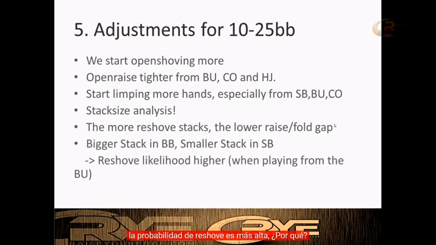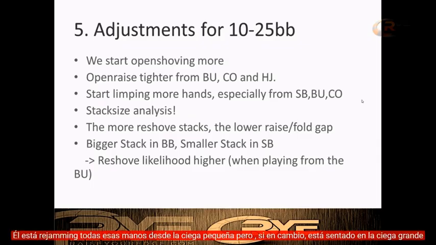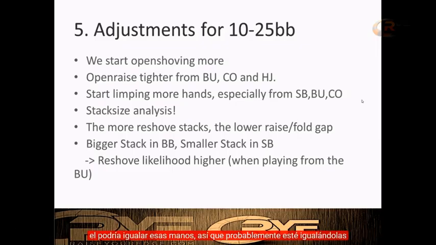Very important here, if the bigger stack is in the big blind and the small blind is a smaller stack, the reshove likelihood is higher. Why? A smaller stack on the small blind is rejamming hands like Queen Jack, Jack 10 suited, 10-8 suited, a suited ace, or something like Jack 9 suited, or King Jack, King 10, King 9 suited. Those hands with 15, 20 big blinds are pretty reasonable to rejam with. He's rejamming all those hands from the small blind, yet if he's sitting in the big blind, he might just call those hands and play a flop. But since he's in the small blind, he has one player left to act, so he's rejamming those hands.